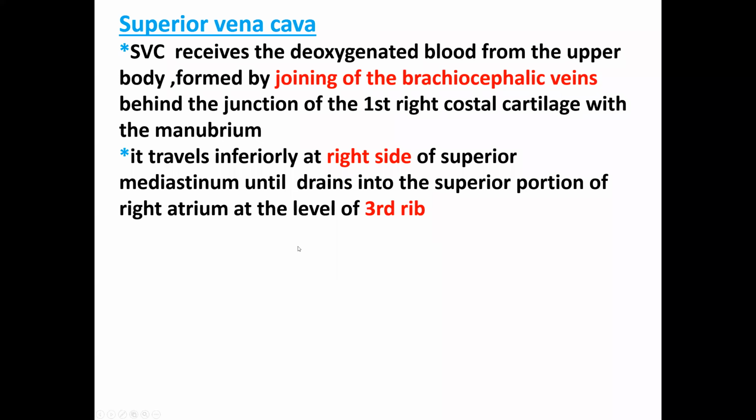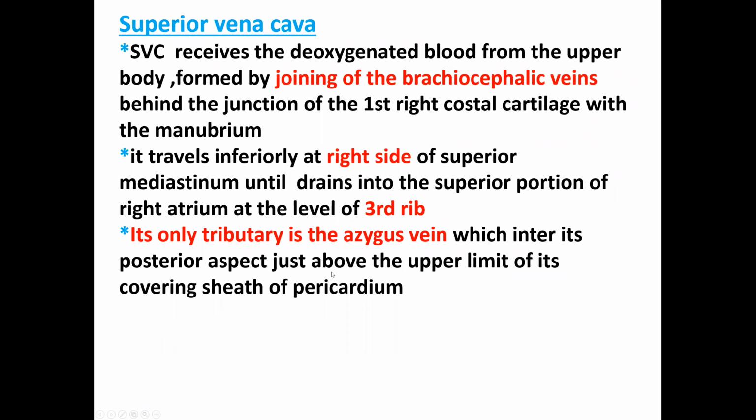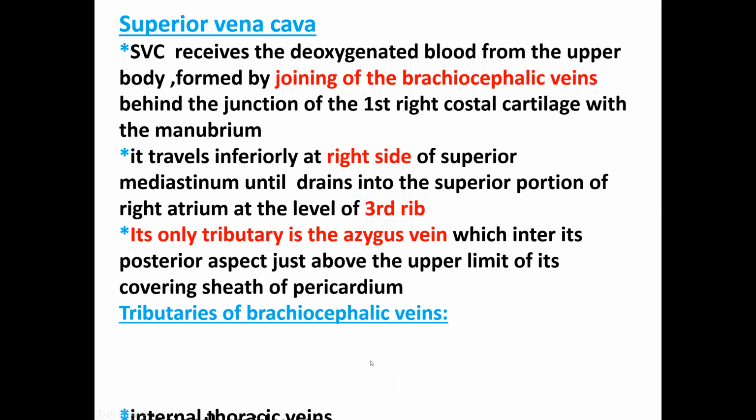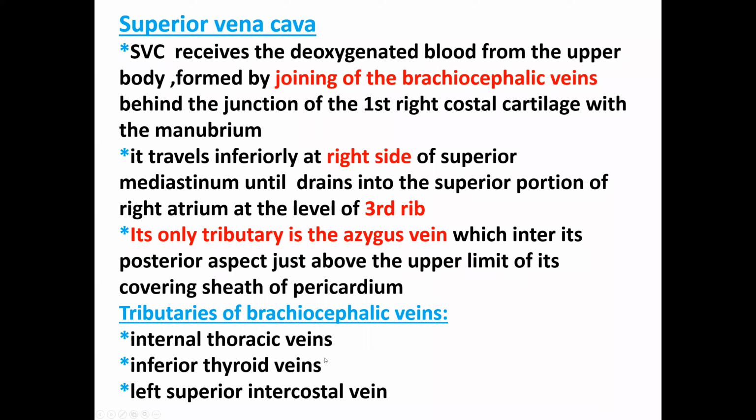Its only tributary is the esophageal vein, which enters its posterior aspect just above the upper limit of its covering sheath of pericardium. Tributaries of brachiocephalic veins: internal thoracic veins, inferior thyroid veins, left superior intercostal veins.